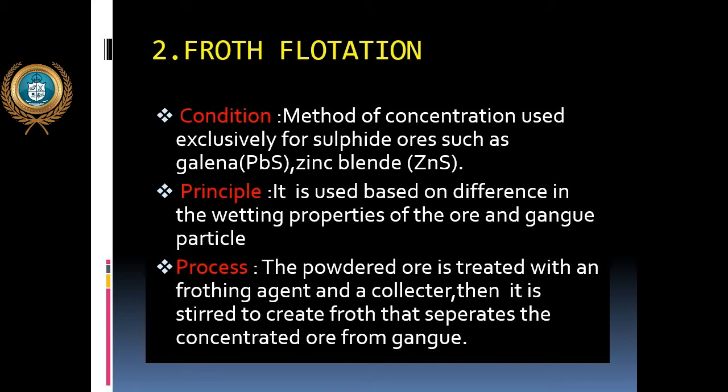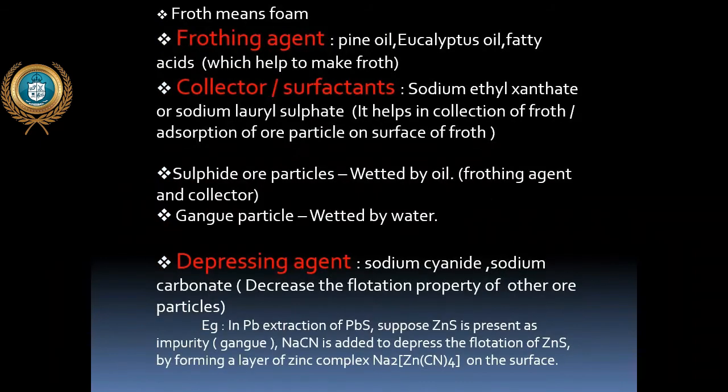Here the process is, the powdered ore is treated with a frothing agent and a collector, then it is stirred to create froth that separates the concentrated ore from gangue. So we have seen some terms: frothing agent, collector. Let us see what these are. First, this method is froth flotation. Here froth means foam, and the frothing agent creates the foam. That is the use of the frothing agent here.